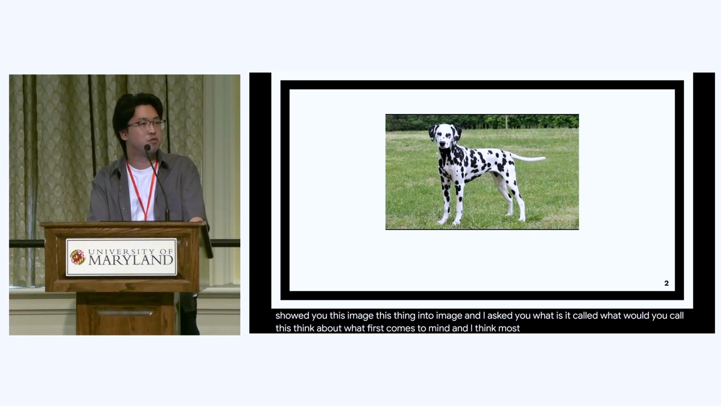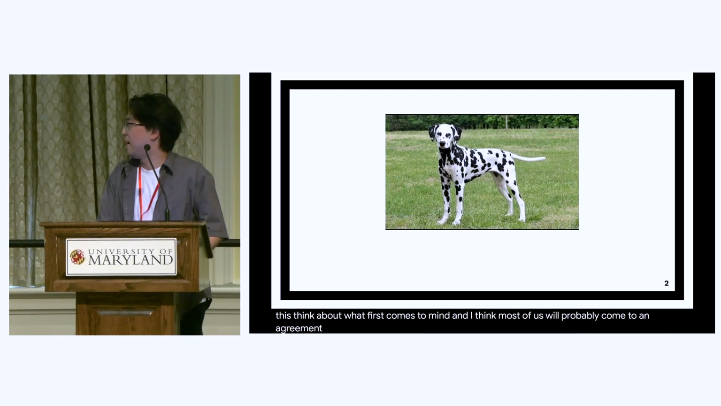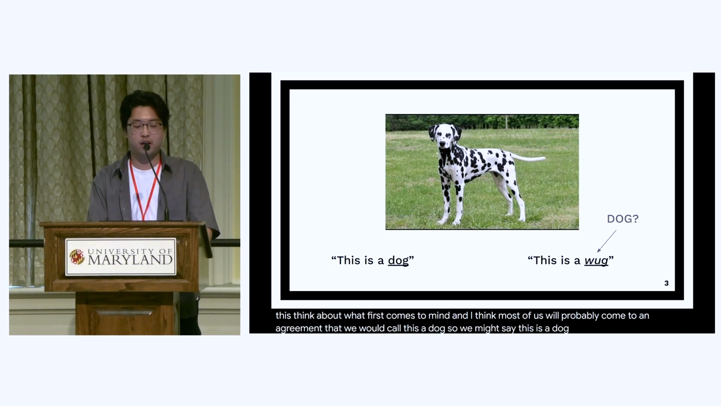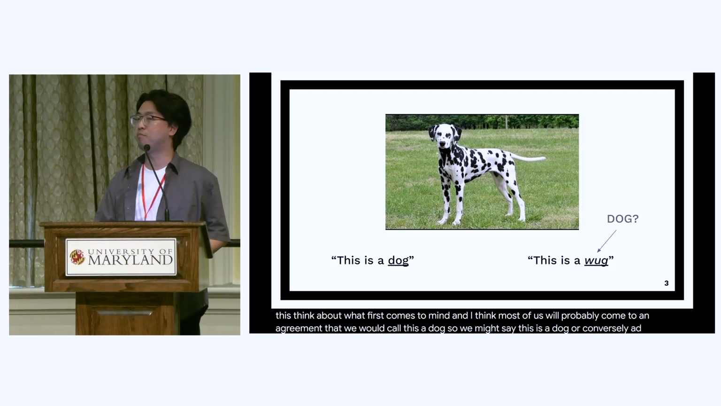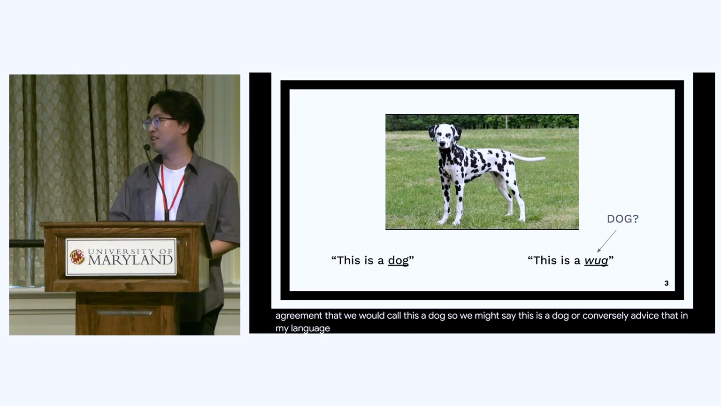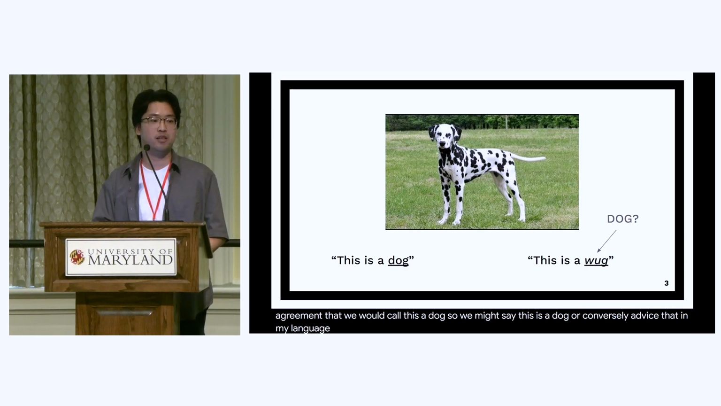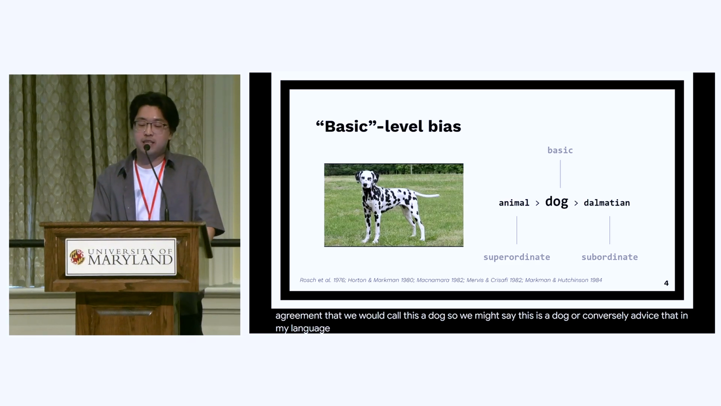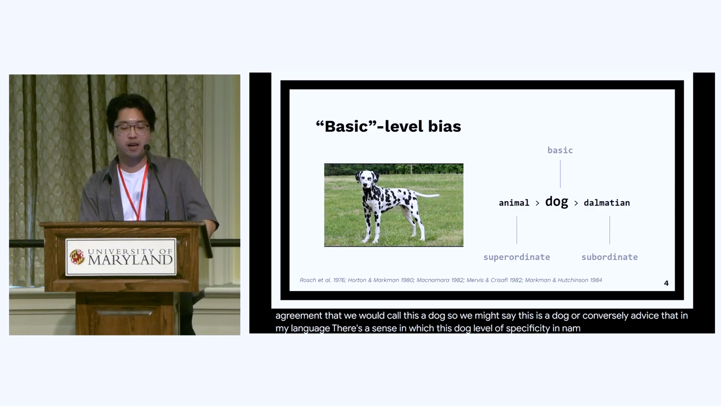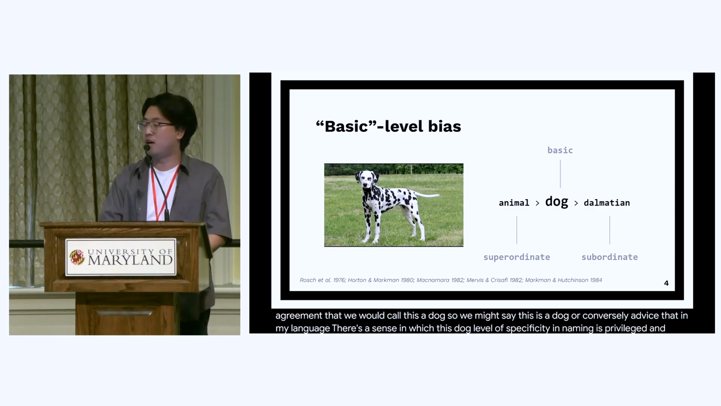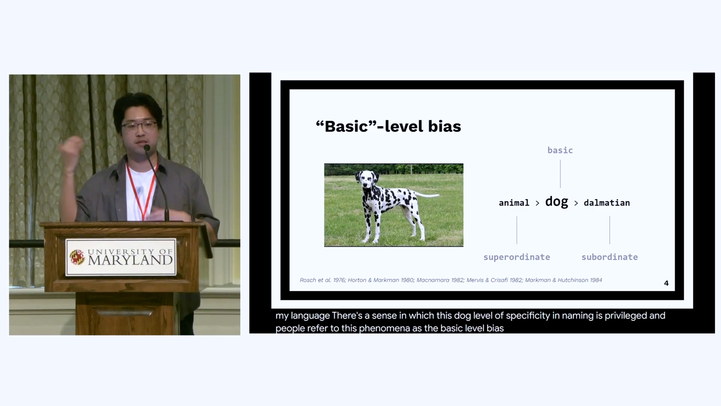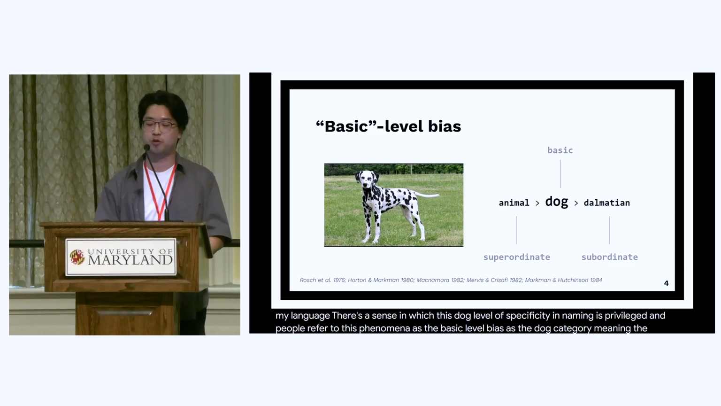And I think most of us will probably come to an agreement that we would call this a dog. So we might say, this is a dog. Or conversely, if I said, in my language, I call this a wug, this is a wug, then you might think wug means dog, right? So there's a sense in which this dog level of specificity in naming is privileged. And people refer to this phenomenon as the basic level bias, with the dog category being the basic level category.